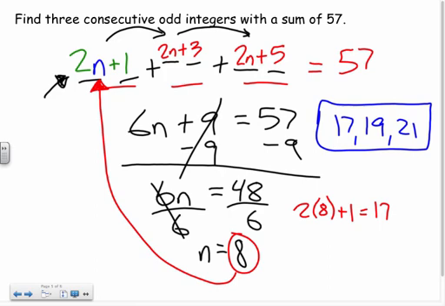Okay, so it's about setting up that equation. Come up with an expression for that first number and then base the others off of that. And then the sum tells me to add up. So it takes a little bit of thinking there.